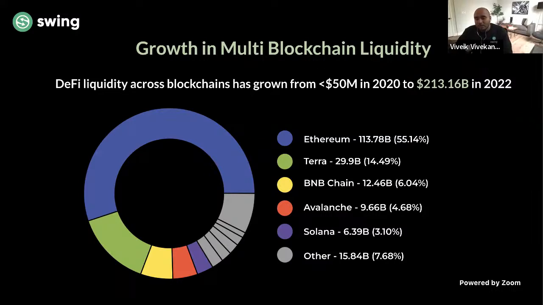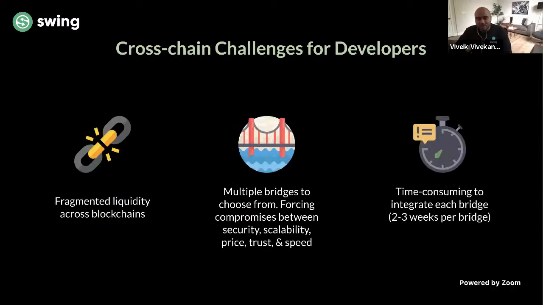And so what we've been seeing as we started working on Swing was that there's a different set of challenges that were emerging as cross-chain and multi-chain really took stage and became a much more important topic for developers and for the ecosystem as a whole. Some of the key issues that we've identified ourselves as we were walking through this process of cross-chain liquidity was, first off, there's a fragmentation problem with liquidity across multiple blockchains.